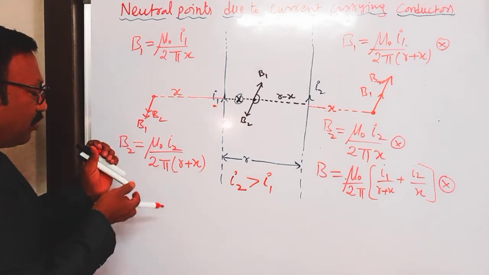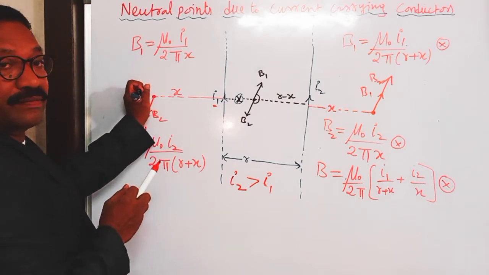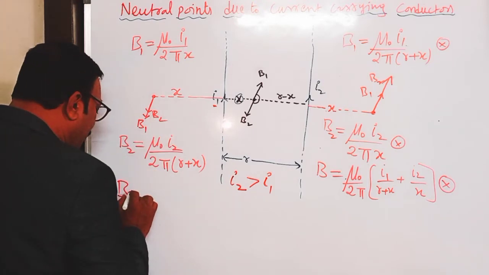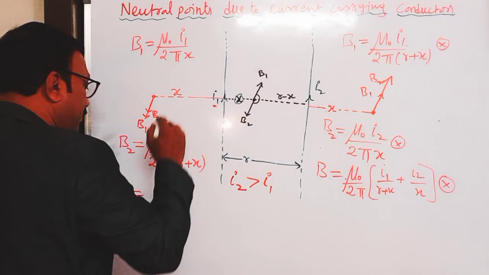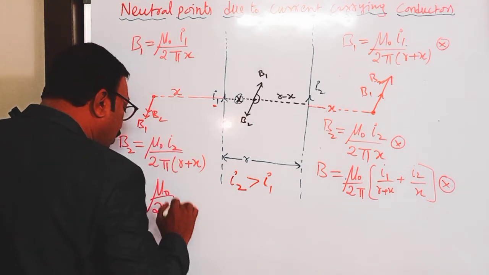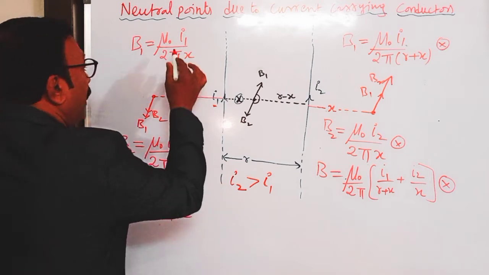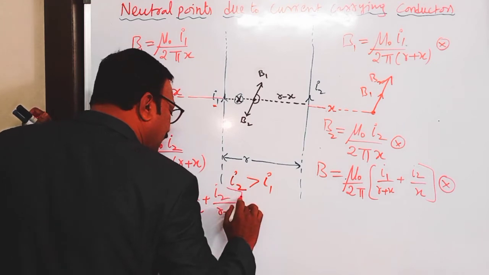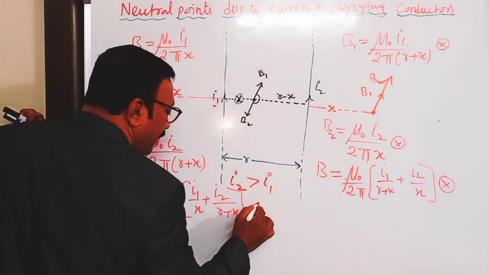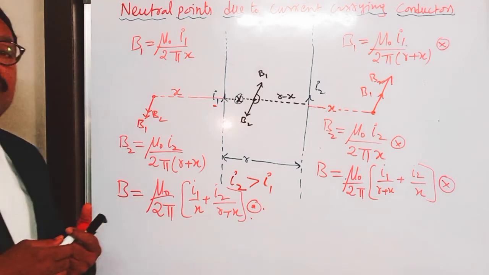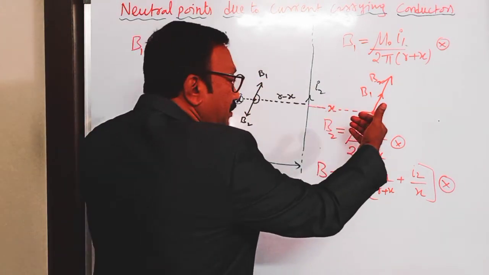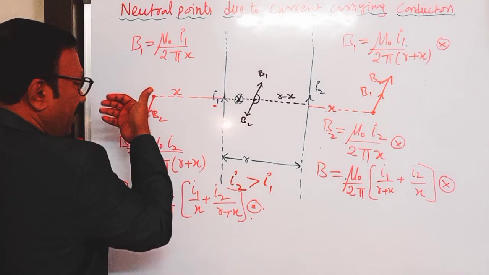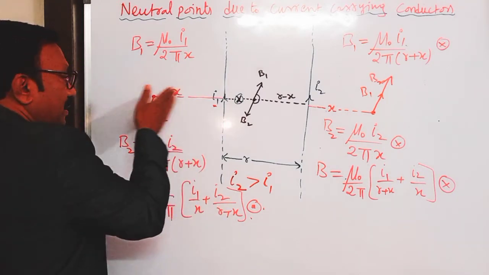Fine. Here both fields are acting outward. So again these both are in the same direction. What is the resultant field? B is equal to, add them. So this is mu naught by 2 pi into I1 by X plus I2 by (R plus X). And the resultant field will be outward. That's all. So here the field is always inward. This is the resultant field in the right side region. And here the field is always outward. This is the resultant field in this left side region.